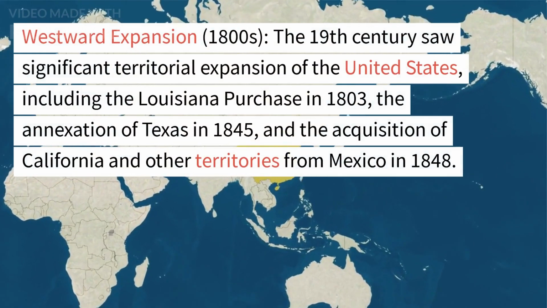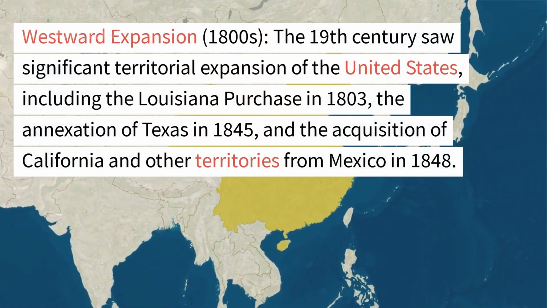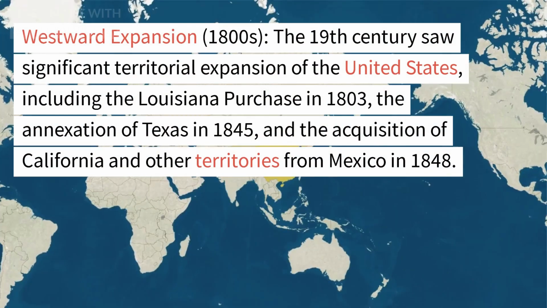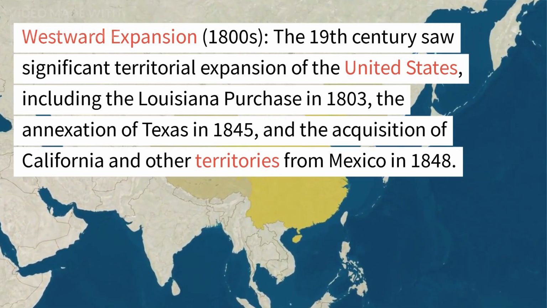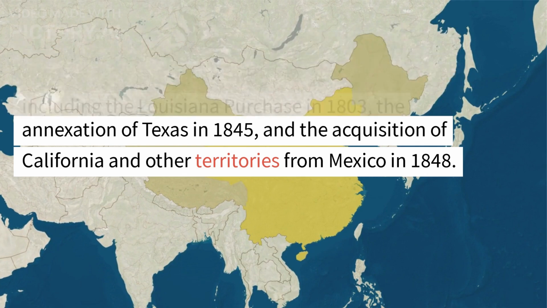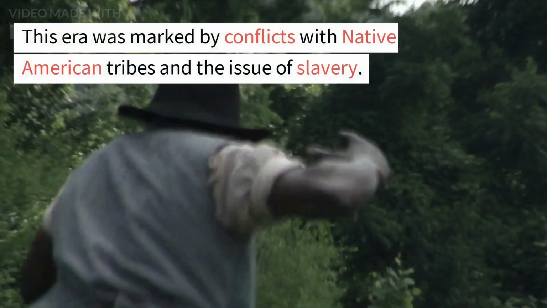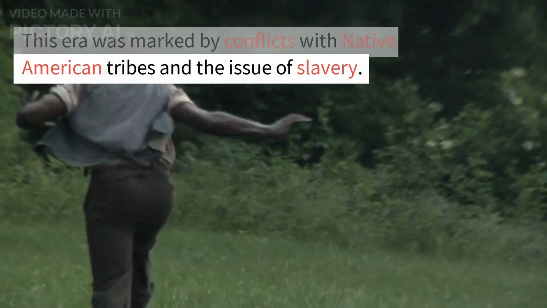Westward expansion, 1800s. The 19th century saw significant territorial expansion of the United States, including the Louisiana Purchase in 1803, the annexation of Texas in 1845, and the acquisition of California and other territories from Mexico in 1848. This era was marked by conflicts with Native American tribes and the issue of slavery.